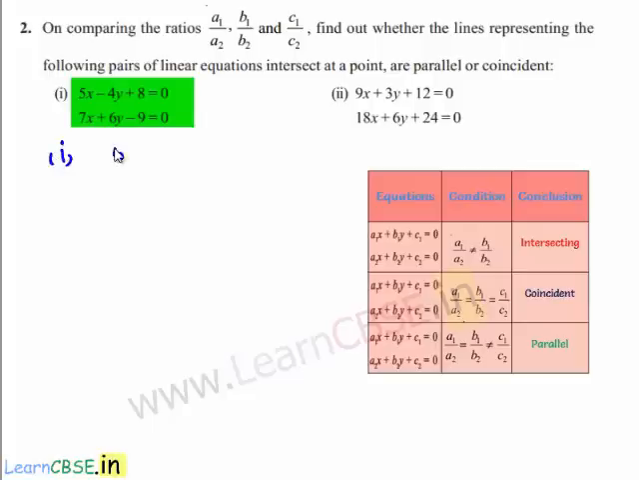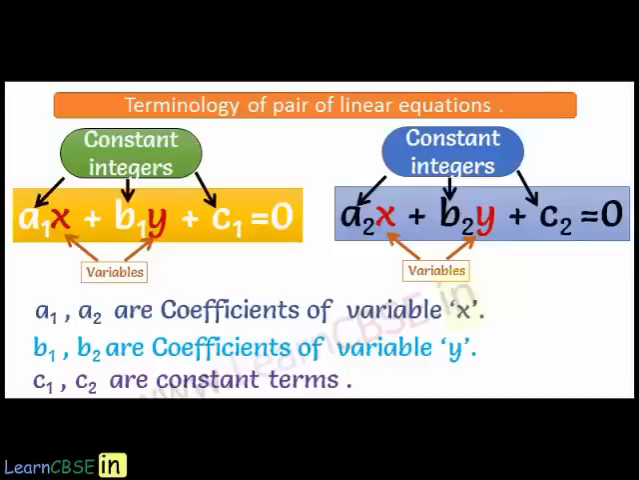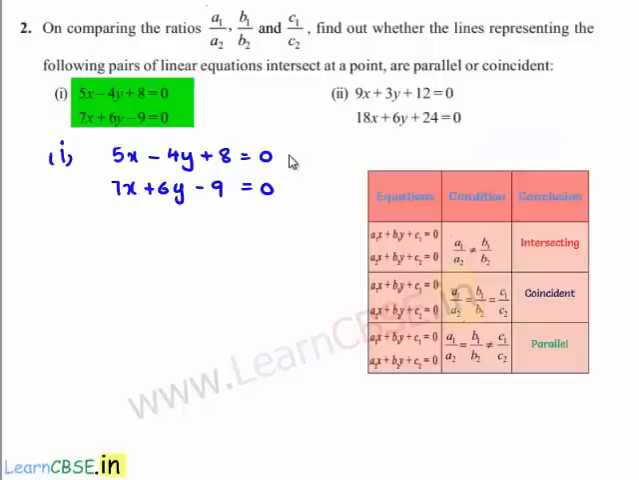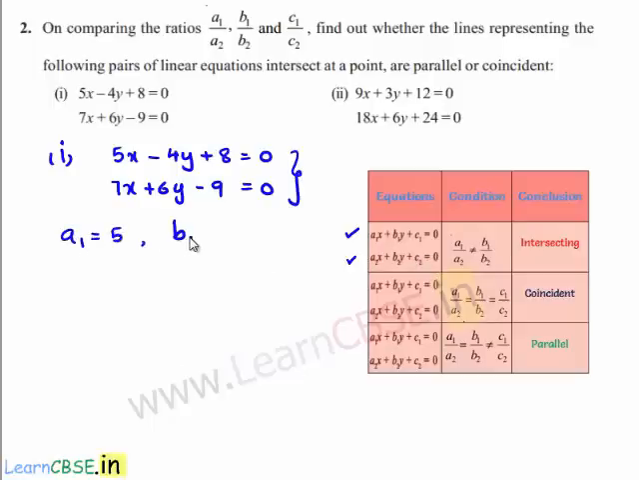So writing down the first set of equations, 5x minus 4y plus 8 is equal to 0 and 7x plus 6y minus 9 is equal to 0. On comparing the given set of equations with the standard equations, a1x plus b1y plus c1 is equal to 0 and a2x plus b2y plus c2 is equal to 0, we get a1 is equal to 5, b1 is equal to minus 4, c1 is equal to 8 and a2 is equal to 7, b2 is equal to 6 and c2 is equal to minus 9.